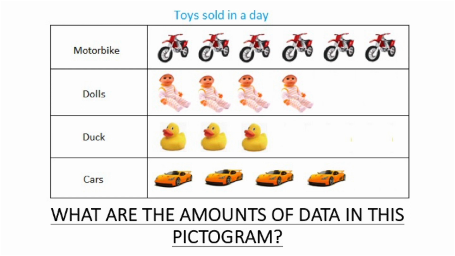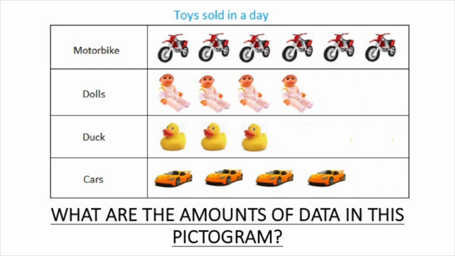So which toy sold the most that day? Motorbike sold 6. Which toy sold the least? Ducks. Only 3 ducks. Well done. You see how we can use the data to ask different questions and answer them.